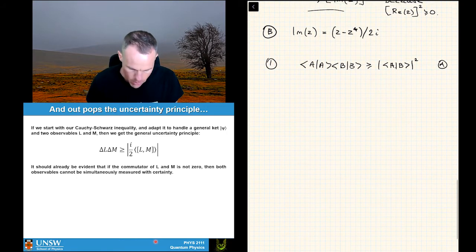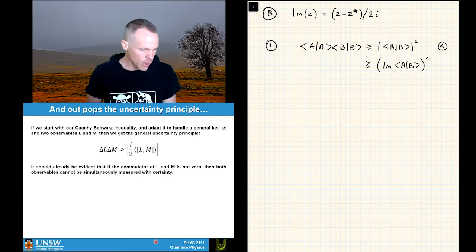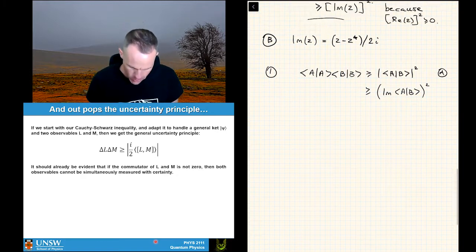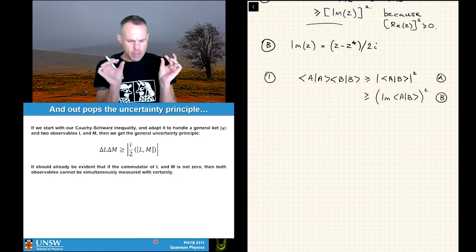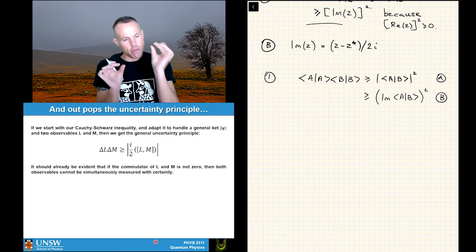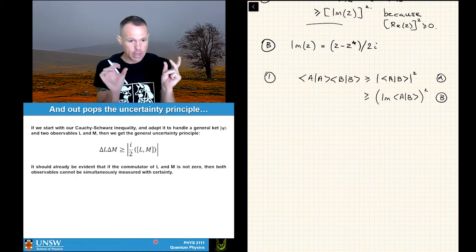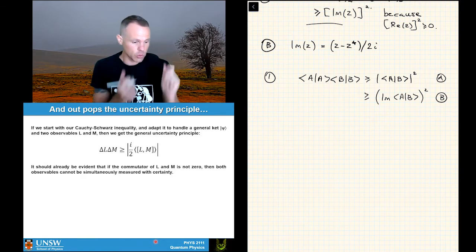So what we can do is go down here and go, I'm going to have the imaginary of the inner product of A and B squared, okay? That's the first step. Then what I can do is take any imaginary. So what I'm going to do is actually use my item B here. And I can write that item B as the difference between the thing and its conjugate divided by 2i, of course. And of course, if we take an inner product, when we take the conjugate of the inner product, we just reverse the order of the two terms, okay?